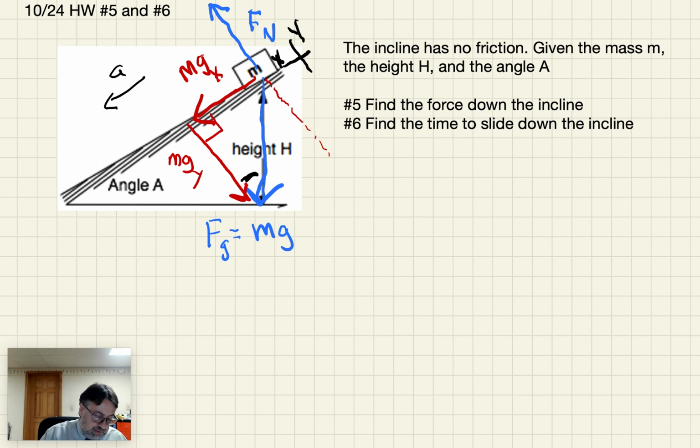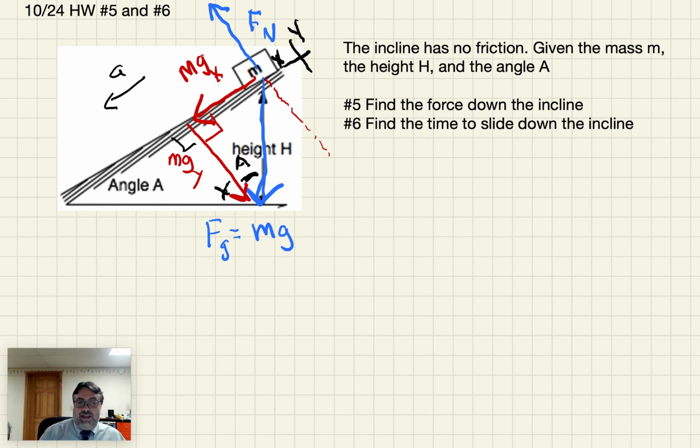Now, you can do a little geometry. If you remember, this is also a right angle. The three angles of a triangle must add up to 180. So whatever angle A is for you, this angle right here, let me just do it with a tick mark there. This angle is going to be 90 minus A. But if that's 90 minus A, then this angle must be A. And that's always going to work out that way for these incline problems.